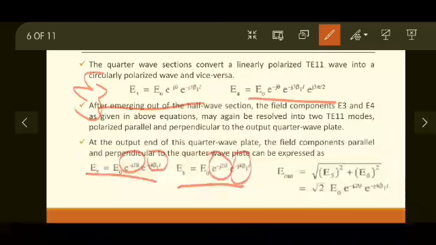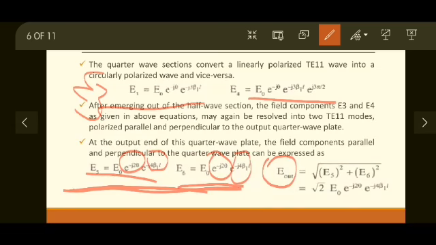So at the output end of this quarter wave plate, the field components parallel and perpendicular to the quarter wave plate can be expressed as E out. So the resultant of all of them is now in the E5 and E6 part. By the vector geometry, E out is the square root of E5 squared plus E6 squared, which comes out to be root 2 times this formula. Okay, so that is how phase change is obtained using different dielectric slabs in the rotary phase shifter.